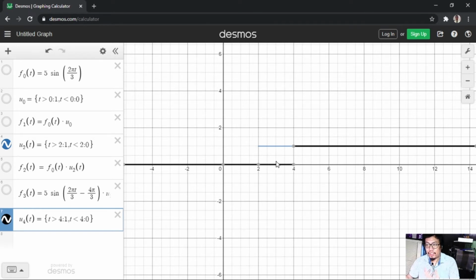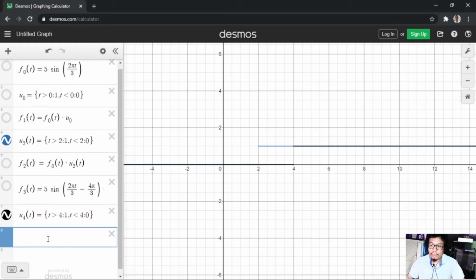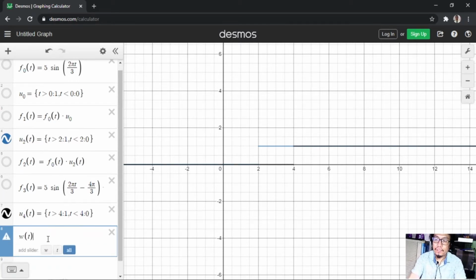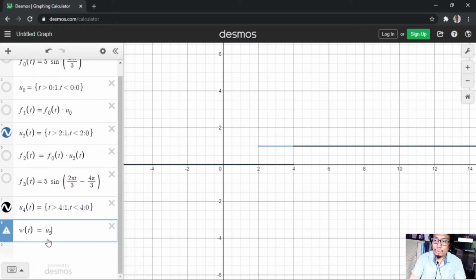Okay? So as you can see, from negative infinity up to this point, the value of your composite function, or the difference of those two, is 0. From 4 and beyond, the value is 0. And in between 2 and 4, your signal is non-zero. So we can do that by having, for example, w, the window function of t, equals u2 minus u4. And again, u2 means u of t minus 2 and u4 is u of t minus 4.